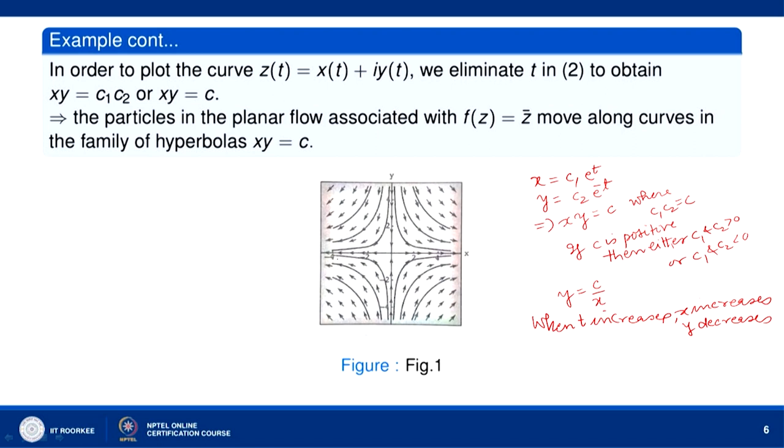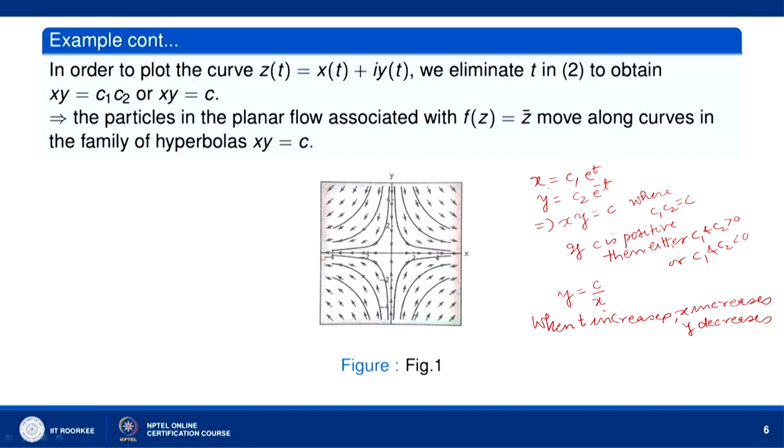Okay. Similarly, here in this quadrant, what happens when c1 and c2 both are negative? So, here what will happen? x will be negative c1 e to the power t. So, when t increases, x will be negative, and when c2 is negative, y will also be negative, so x and y are negative. So, when t increases, x will go to minus infinity, and y, as t keeps increasing, will go to 0. And therefore, the fluid flow is in this direction.